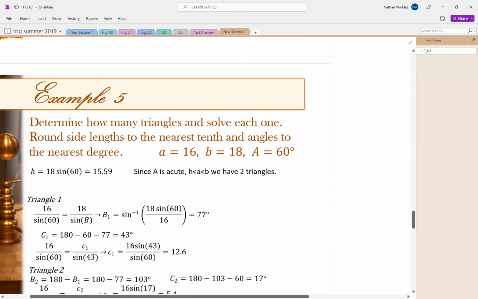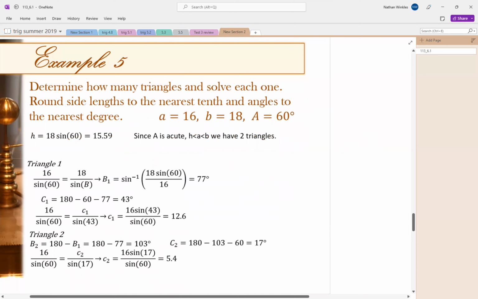So here's our nice case where we have two triangles. A is acute, and a is less than b. So we find h. In all cases, I would probably find h and see what it tells us. It may help narrow some choices down. So 18 times sine of 60 is 15.59. Be careful with this. That h is a length, so we actually round to the nearest tenth, not the nearest whole number.